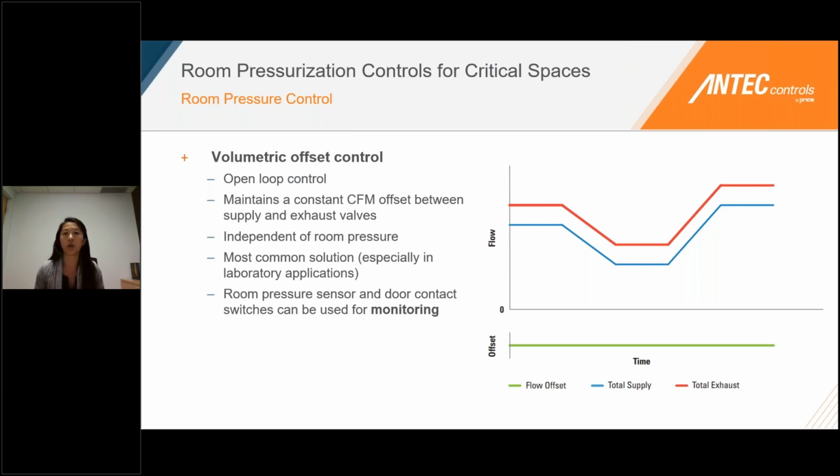If that door is left open, you're not going to be maintaining pressure. An alarm is going to go off, but again, because that door doesn't have any sort of airflow measurement across it, like an airflow valve, the controls still think it's meeting offset and maintaining pressure in that space.